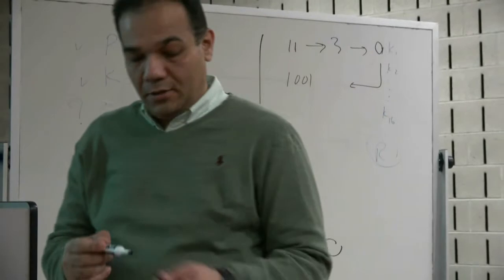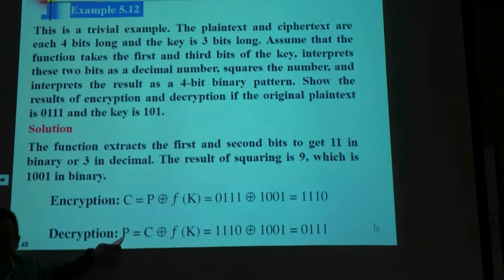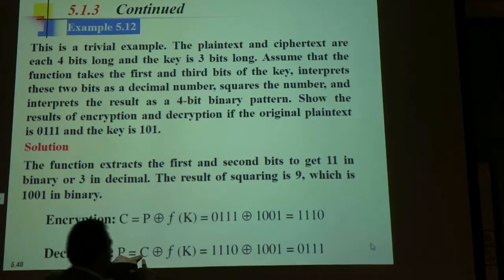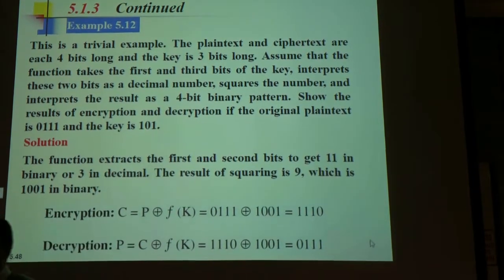You got it? Now, after that, you have to do decryption. The same thing. In decryption, what do you do? You need to get the plain text, right? So you have the cipher. How much is the cipher? Here. It's all with the same function. Okay, and you get the result.